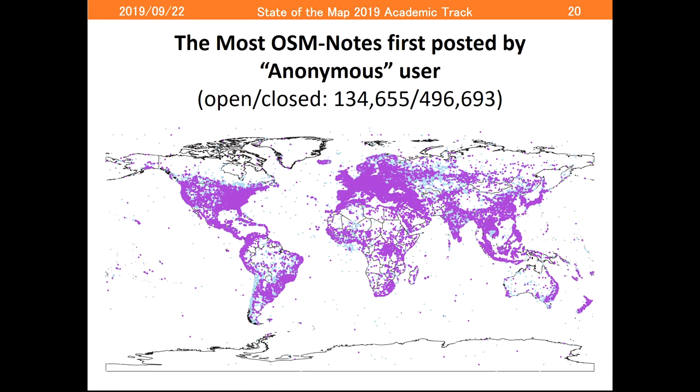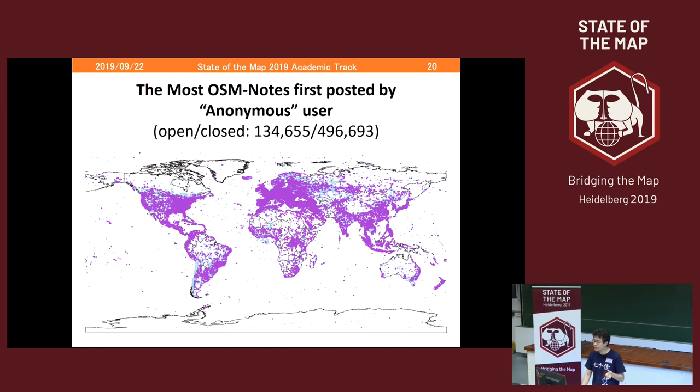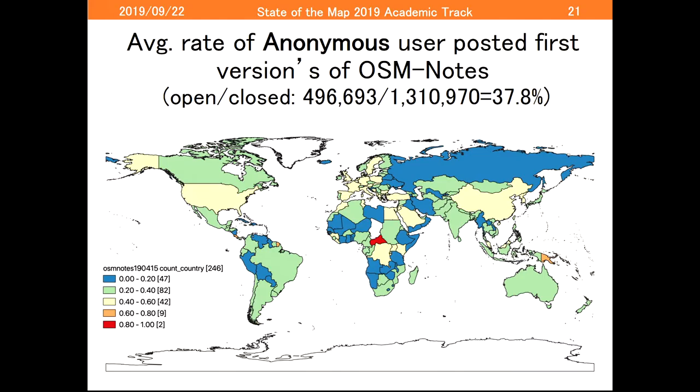So, by the way, most OSM notes are first posted by anonymous users. Of course, OSM notes can be posted using an OSM account, and anonymous users can also post via, for example, Maps.me and Facebook, using the note mode. So most OSM notes are posted by anonymous users. The worldwide posting map shows the posting data.